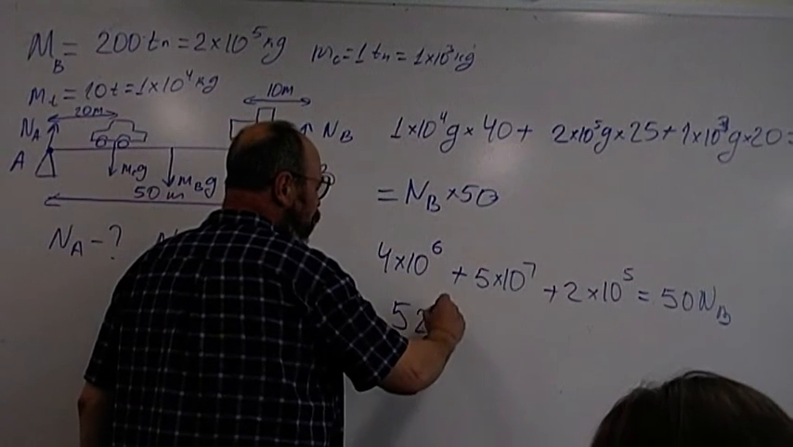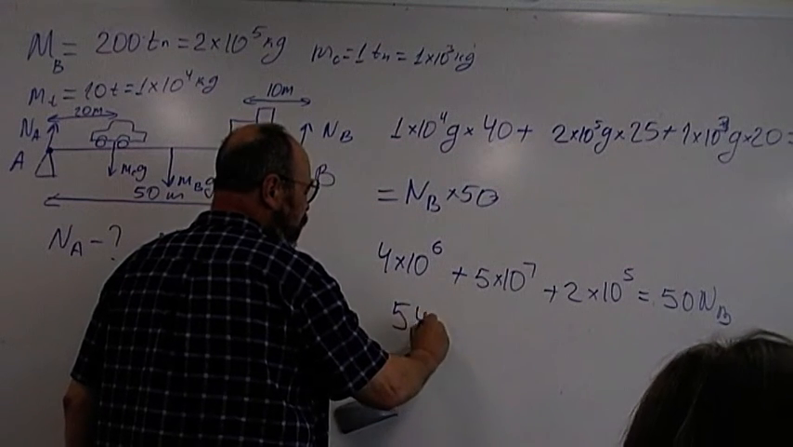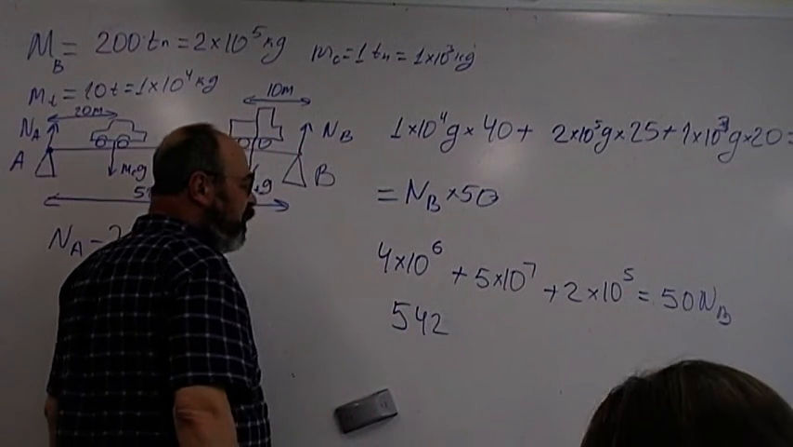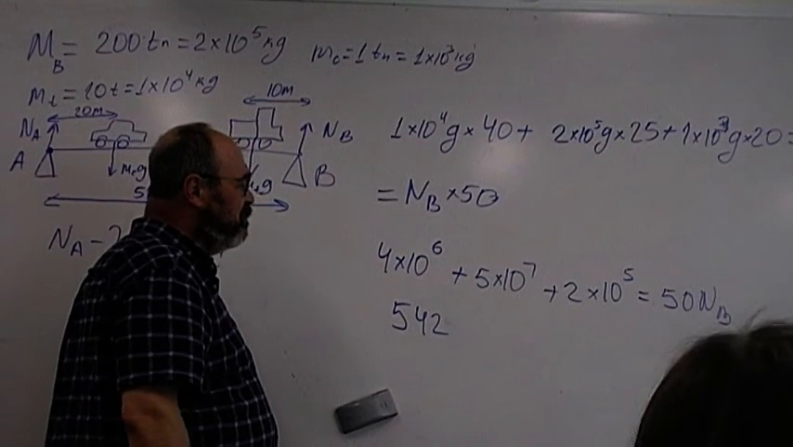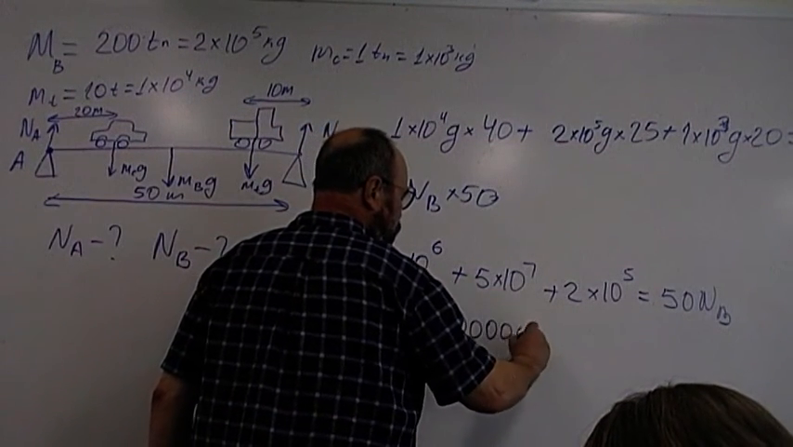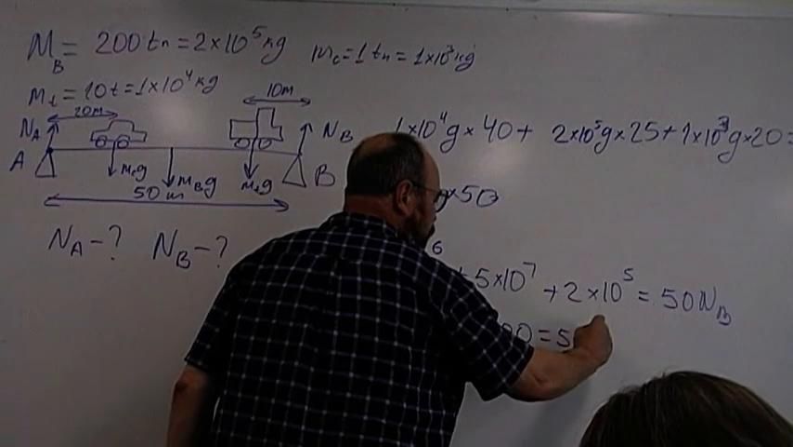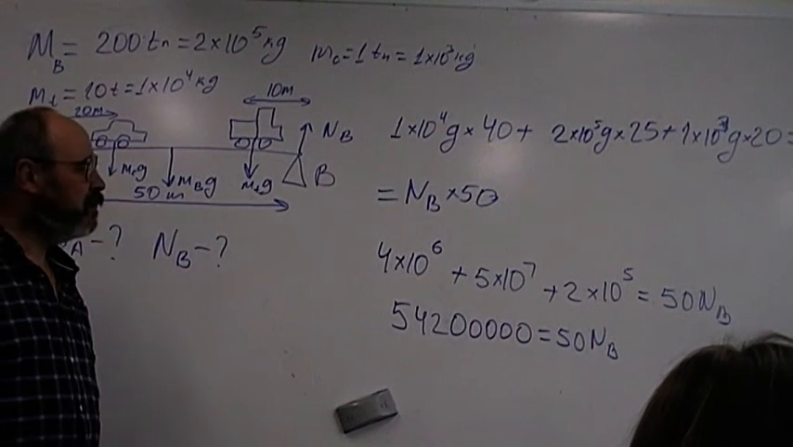5, 2, no, 5, 4, 2. Yes, 5, 4, 2. No, but you got divided by 50. No, it says to add them. Add them and, yeah, 5 zeros, and 5, 0, times 10 to the power of 5, equal 50 N_B, yes. What's 50? N_B times 50.